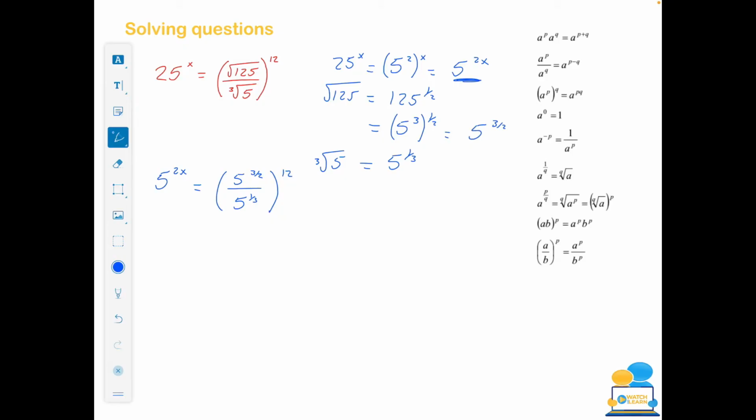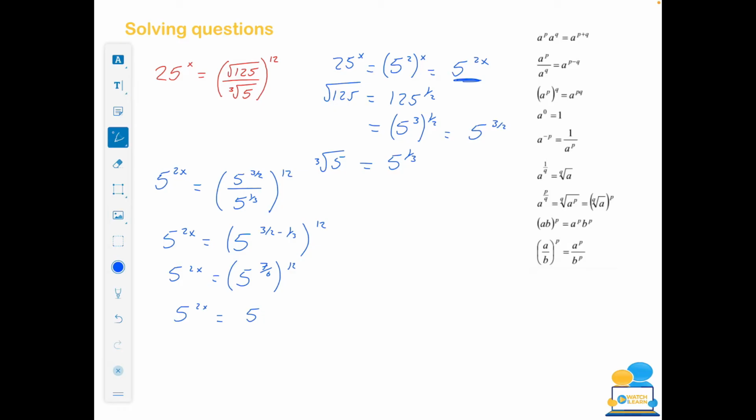Now, what we need to do now is subtract the powers. So for this division here, we have 5 to the power of 2x is equal to 5 to the power of 3 over 2 minus 1/3, and that's all to the power of 12 still outside. So I'm just using my subtraction rule here because we're dividing. Just pop that into your calculator, so 3 over 2 minus 1 over 3. That will give you 5 to the power of 7 over 6. We still have our 12 outside the bracket.